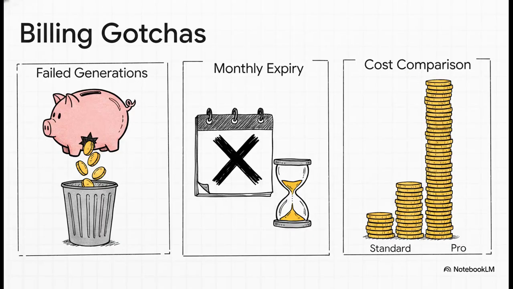Just a few more billing gotchas before we finish up. Number 1, and this is rough, failed generations are not refunded. If your prompt triggers the safety filter or the video just fails to render, those credits, poof, gone forever. Number 2, subscription credits expire at the end of every single monthly billing cycle. Zero rollover. You use them or you lose them. Finally, keep this baseline math in your head. Standard mode costs roughly 2 credits a second, while professional mode costs roughly 7 credits a second. Keep those metrics top of mind or you're going to drain your account on failed experiments.